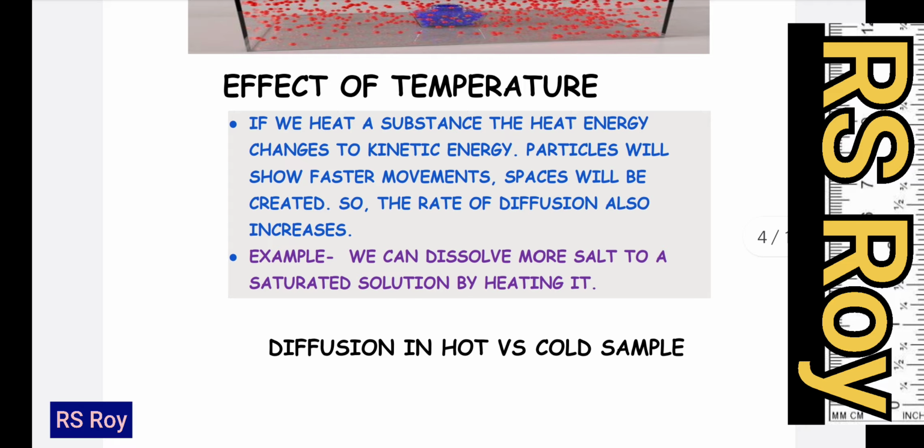What is the effect of temperature on diffusion? If we heat a substance, the heat energy changes to kinetic energy. Particles show faster movements. More spaces are created, so the rate of diffusion also increases. For example, we can dissolve more salt or sugar in a saturated solution by heating it.